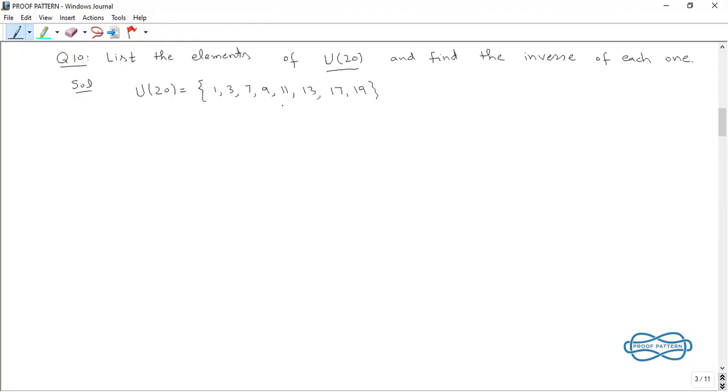5 and 15 are not included in this list because the GCD of 5 and 20 is 5. So 5 and 20 are not relatively prime, and similar is the argument for 15. So we construct the table.